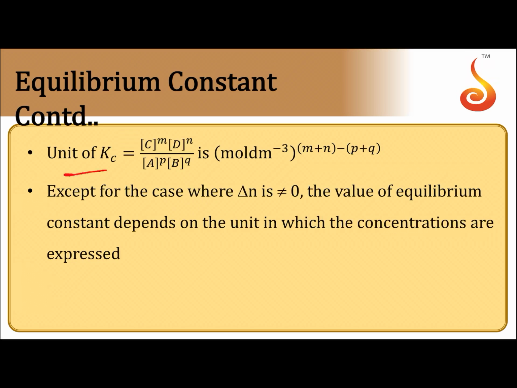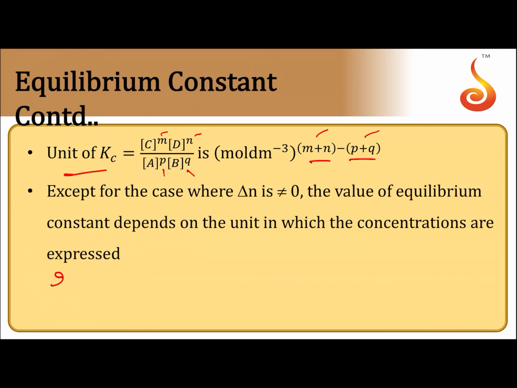So the expression will be C to the power of m, D to the power of n, by A power p, B power q. All these m, n, p and q are nothing but the stoichiometric coefficients in a balanced equation we have. So delta n will be equal to m plus n minus p plus q, that is, the number of moles of gaseous products minus the number of moles of reactants we have, which can be taken as delta n.